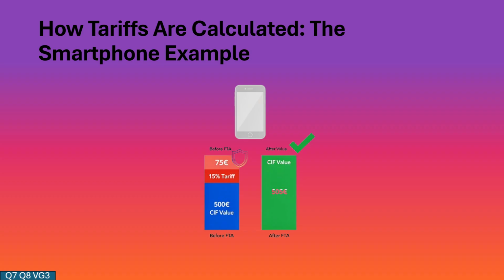When a free trade agreement removes this tariff, the €75 disappears. The smartphone's price returns to its actual value, €500. This doesn't change production costs. It simply removes one specific cost component.